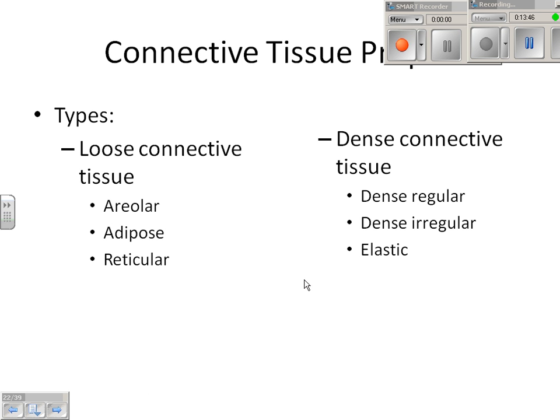Okay, now let's talk about that first class, connective tissue proper. We can categorize connective tissue proper into two categories. It's either loose or dense. So once you determine you've got connective tissue proper, you're going to either decide it's loose or dense, which is fairly easy to do because one of them looks loose and one of them looks fairly dense. To begin with, loose connective tissue is areolar tissue, adipose tissue, and reticular tissue. Dense connective tissue is going to be dense regular and dense irregular, and it just looks that way. The pattern, one pattern's really regular and one's real irregular, and then elastic connective tissue.